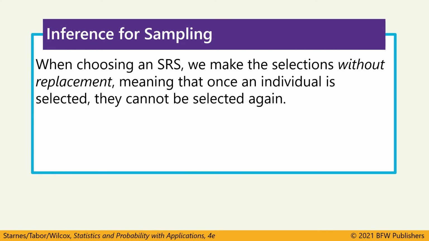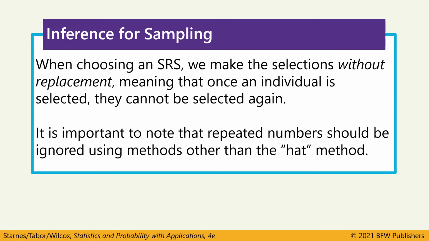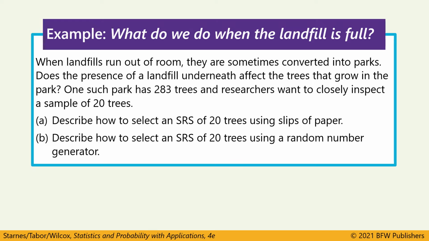Throwing out any of those repeat numbers is important because when we're choosing a simple random sample, we're doing it without replacement, meaning that once we pick someone, they can't be selected again. It's important that if we're drawing our sample from a random number table or a random number generator, we need to throw out any repeated numbers. We'll use this example to go over the other 2 types of methods.